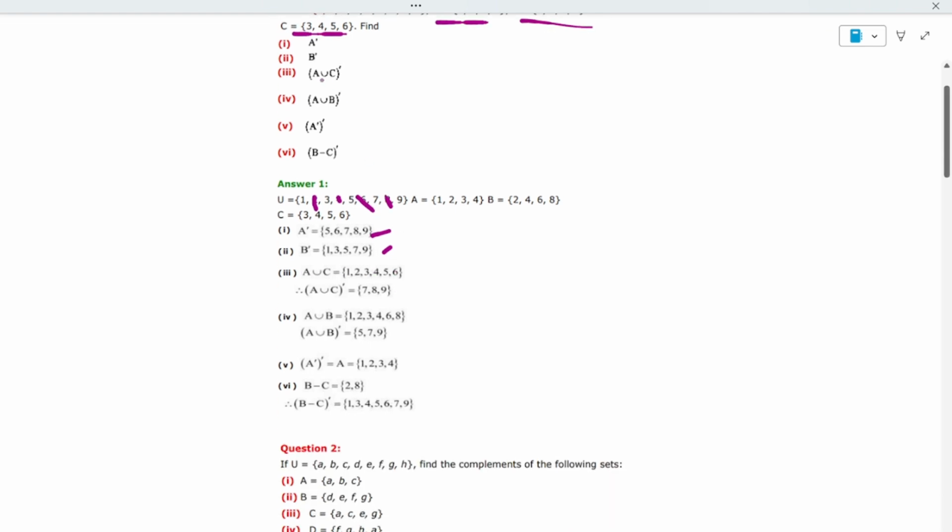Now you have to find A union C whole complement. That means first you do A union C. You will get the answer as 1, 2, 3, 4, 5, 6. I hope you know how to do the union part of two sets.